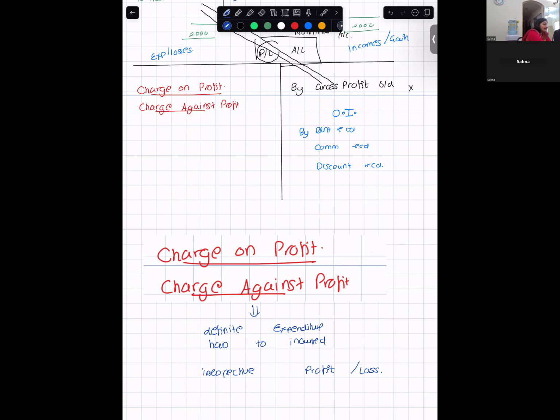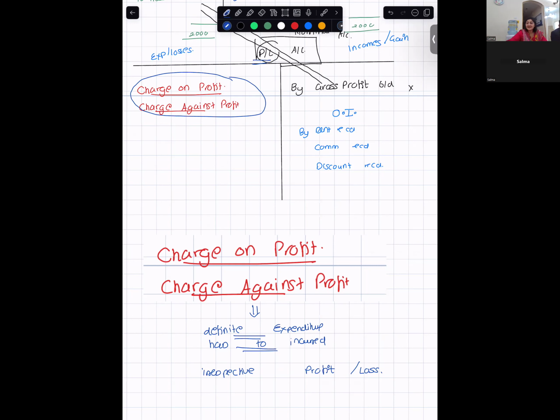Okay. So when I talk about these expenses that are definite expenses, they have to be incurred whether you make a profit or a loss. These are called your charge on profit, or I would say this is called charge against profit. So whenever they tell us that a certain expenditure is a charge on profit, it has to come from the profit or loss account debit side.